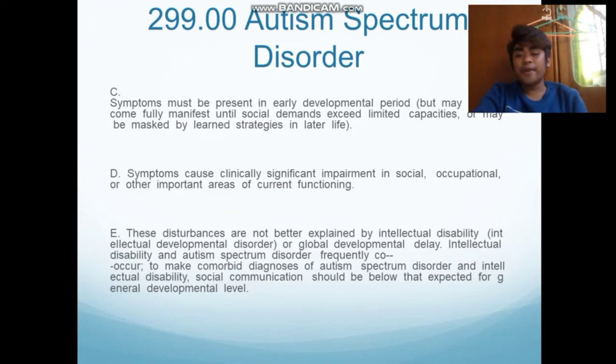And then part E. These disturbances are not better explained by intellectual disability, intellectual developmental disorder, or global developmental delay. Intellectual disability and autism spectrum disorder frequently co-occur. To make comorbid diagnoses of autism spectrum disorder and intellectual disability, social communication should be below that expected for general developmental level.